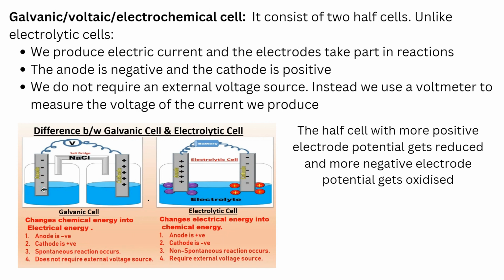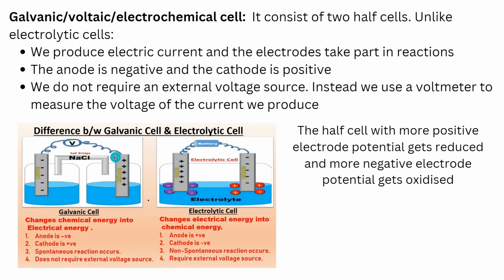The reaction occurs in such a way that the metal is converted to ions. The concentration of ions in the solution increases and the mass of the electrode decreases. Electrons flow from this wire to here, and the ions combine with these electrons to form the metal of the cathode. So the electrodes are taking part in the reaction, right?